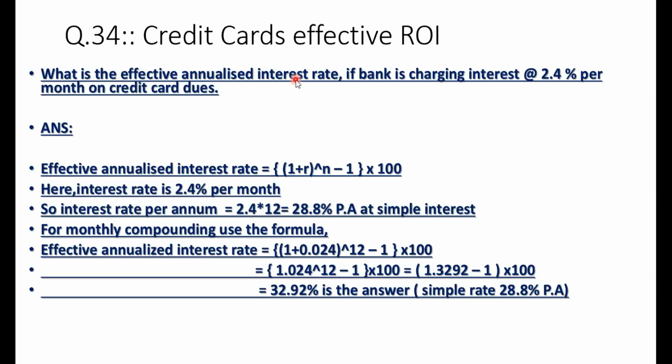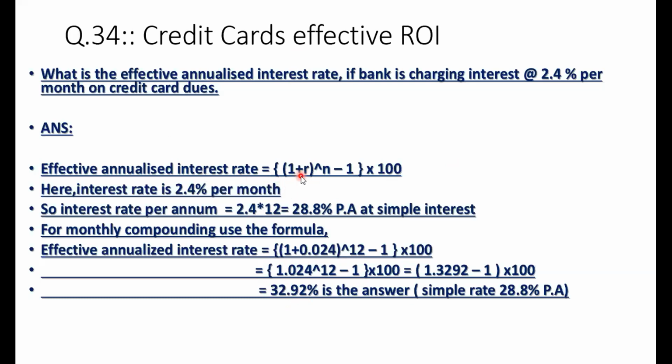What is the annualized yield on the credit card for that bank? Not for the customer. The customer is paying at this rate because every month he is paying EMI compounded. This is the overall impact. Understood the formula or not? This formula you have to remember. They are asking the annualized rate.